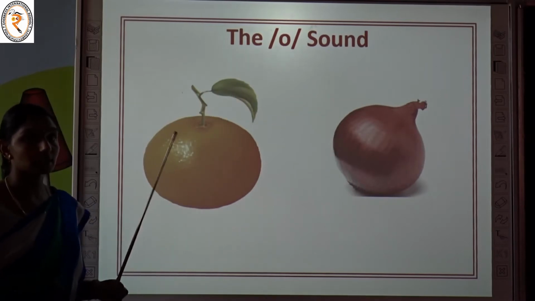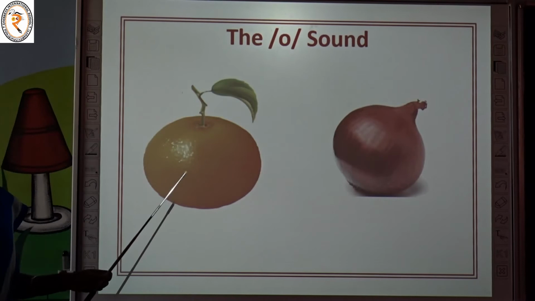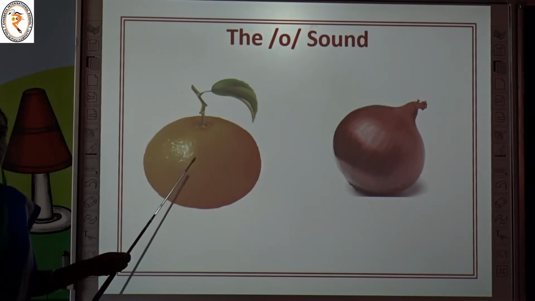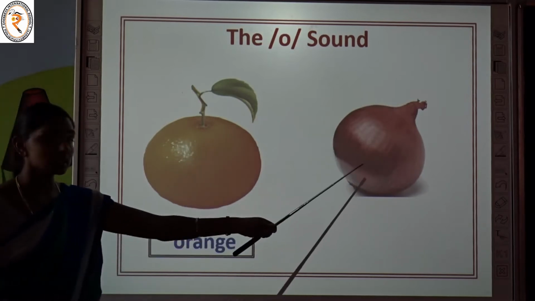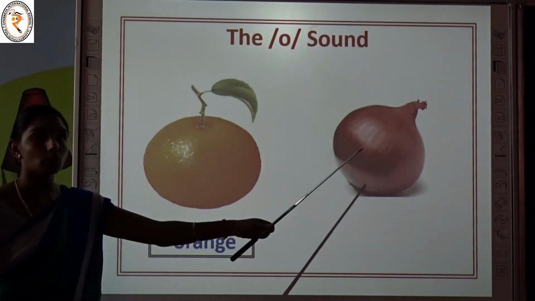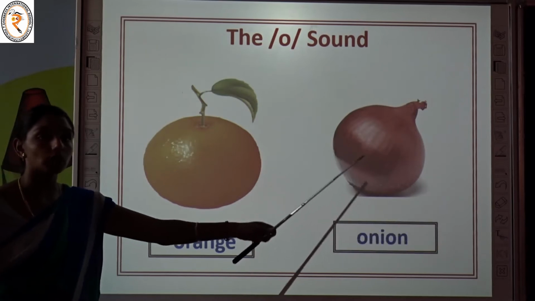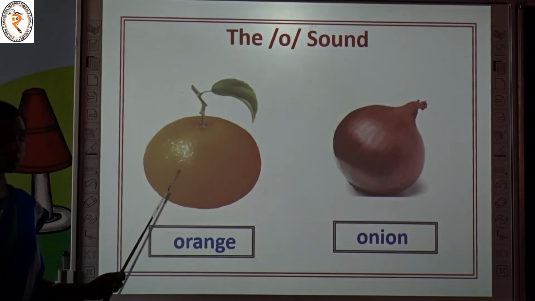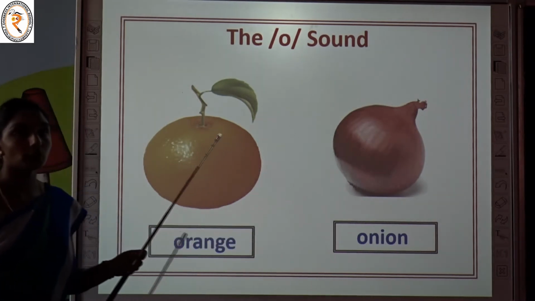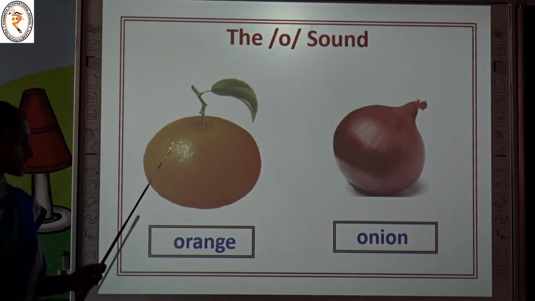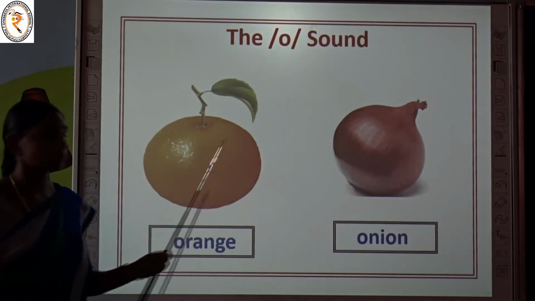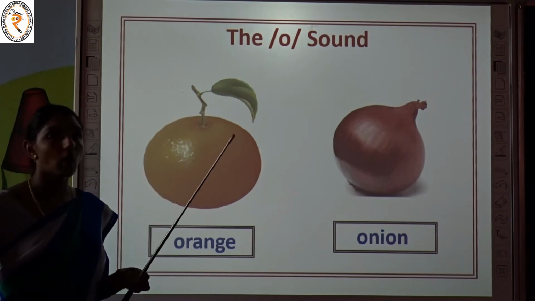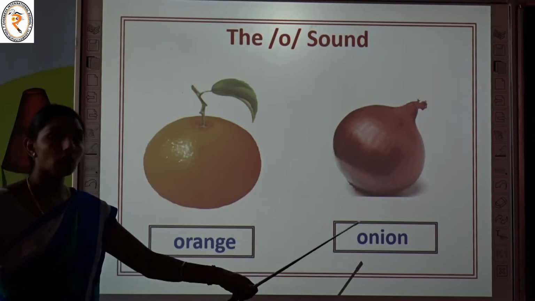Shall we see some examples for this? See here, children. Can you name this first picture? What is it? Orange. The second picture, can you name this? Onion. Read the words with me, children. Orange, onion. How do we pronounce these words? From these two words we can understand the sound of the letter O. That is O. Orange and onion.